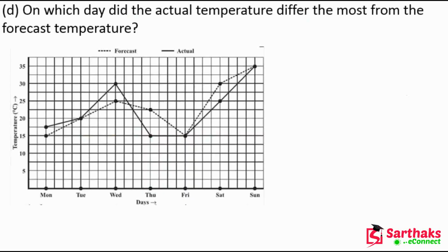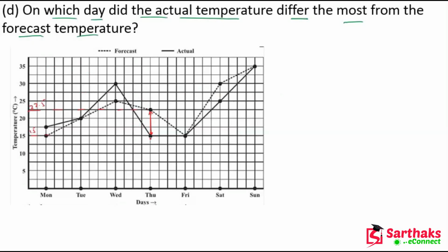Okay, now the next one is, on which day did the actual temperature differ the most from the forecast temperature? If you observe this graph, the maximum gap between the actual temperature and the forecast temperature is this. The forecast temperature is in the middle of 20 and 25, so 22.5, and this point represents 15. Got it? So this is the maximum gap between the actual temperature and the forecast temperature.